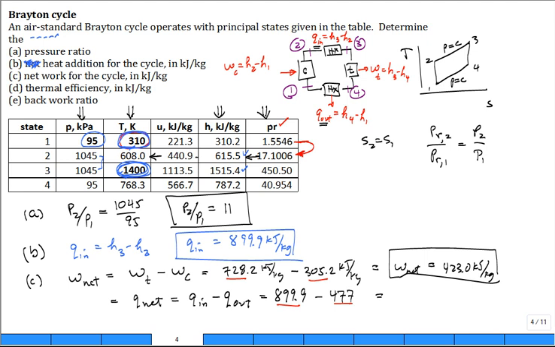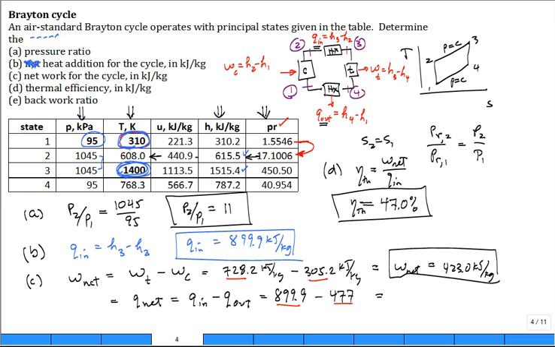What is the thermal efficiency of the cycle for part D? Let's put it up here. The thermal efficiency is the net work divided by the Q in, true? And so that just is equal to 47% for this data. So it's 423 divided by 899.9.